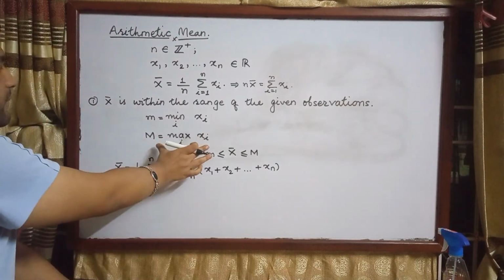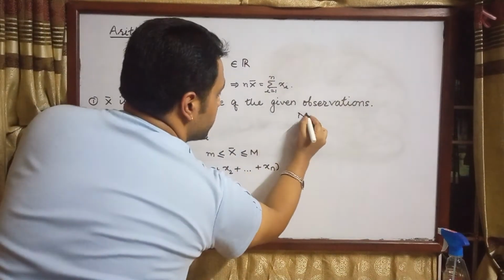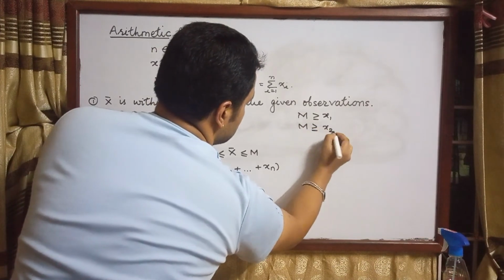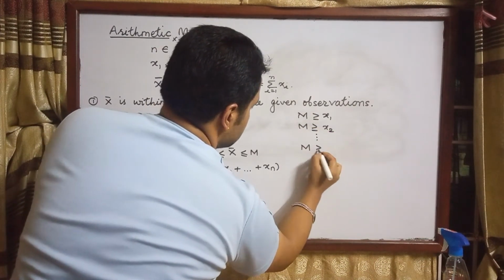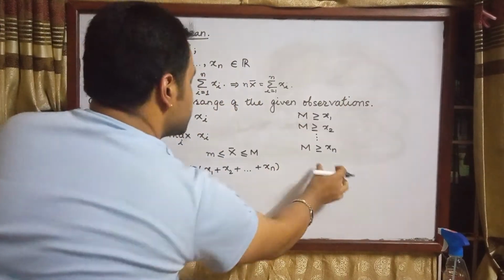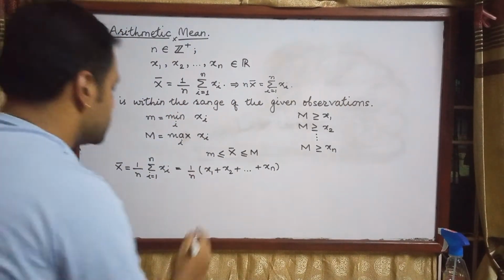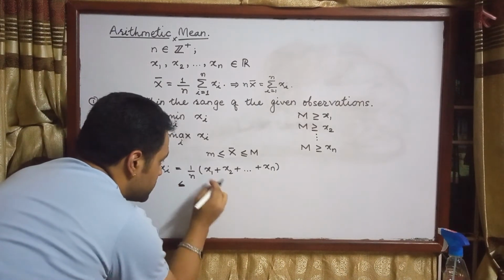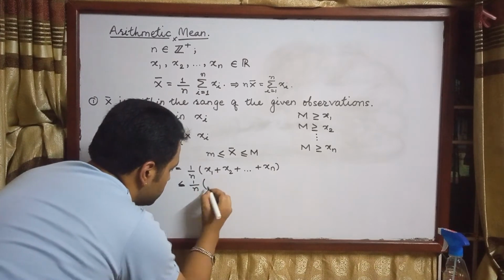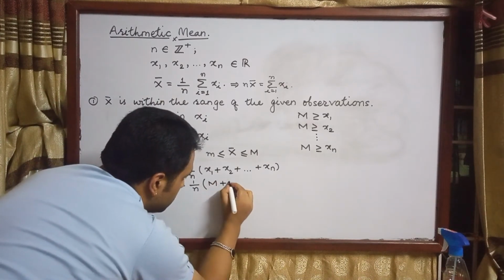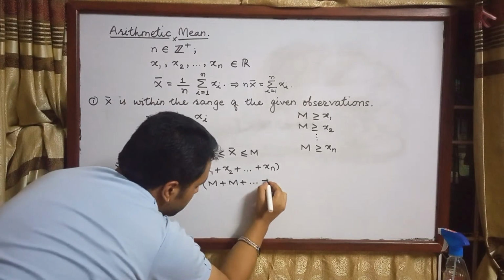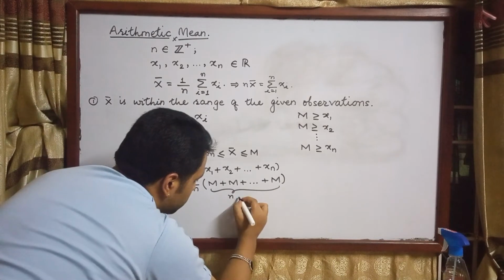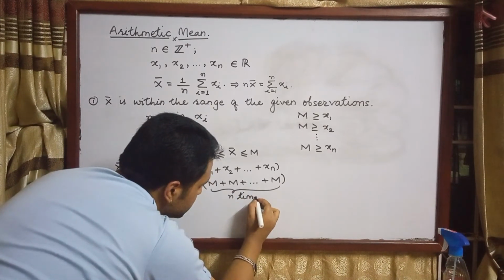And by definition of a maximum value, m must be greater than or equal to x1, m must be greater than or equal to x2, like this, xn, all these observations, right? So we can say that each of these values is less than or equal to m. Okay, m each. So there are a total of n m's.